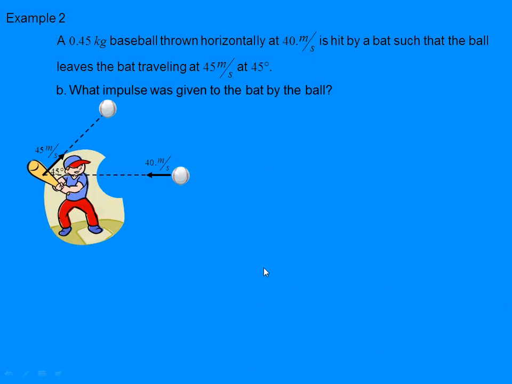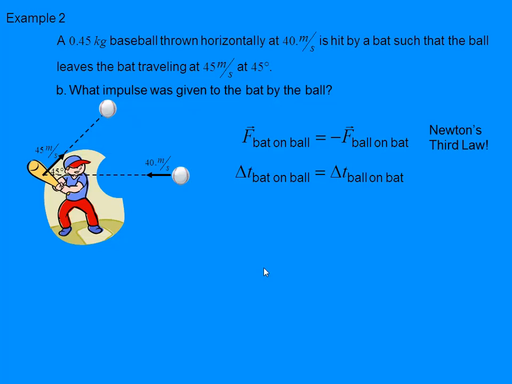Last part here, the opposite question. What impulse was given to the bat by the ball? And it is literally opposite. Because after all, the force that the bat puts on the ball would just be equal and opposite to the force the ball puts on the bat by Newton's third law. And the time of impact has to be the same. The bat hits the ball just as long as the ball hits the bat. And therefore, the impulses have to be equal and opposite.